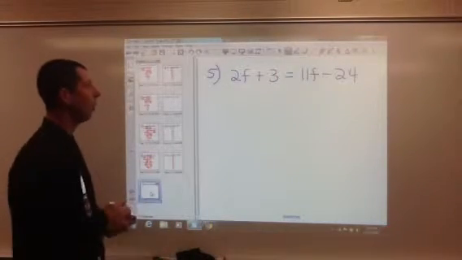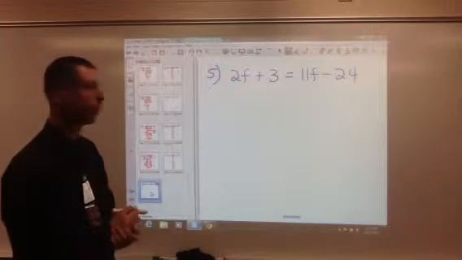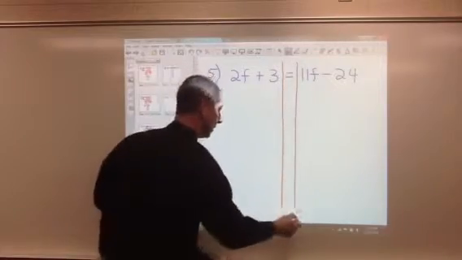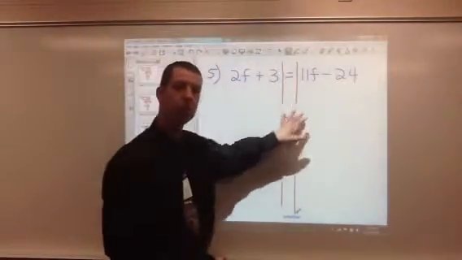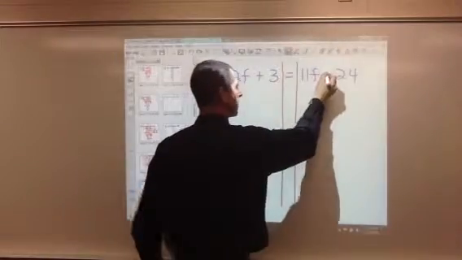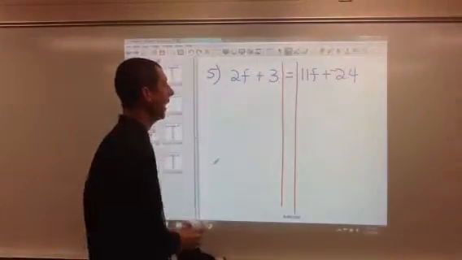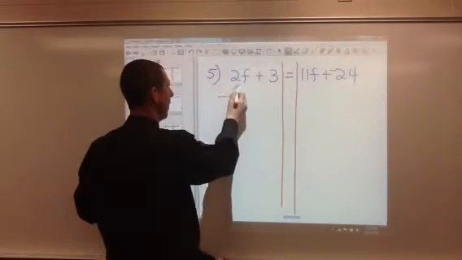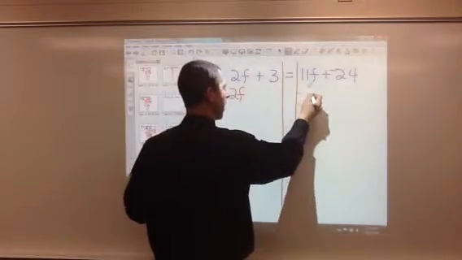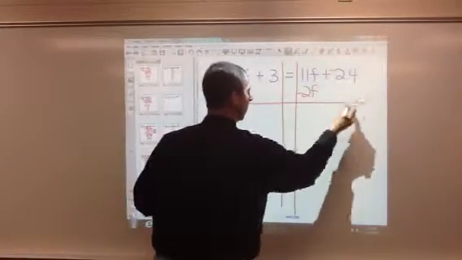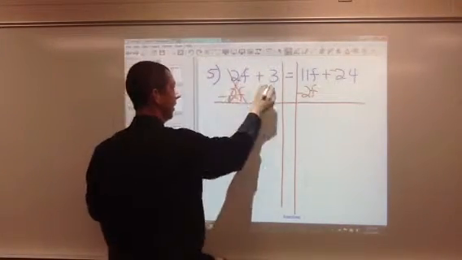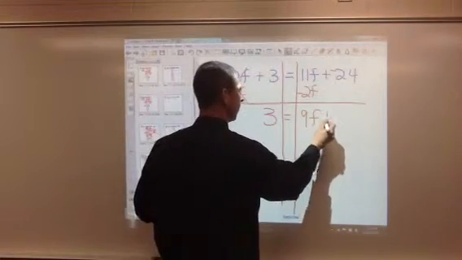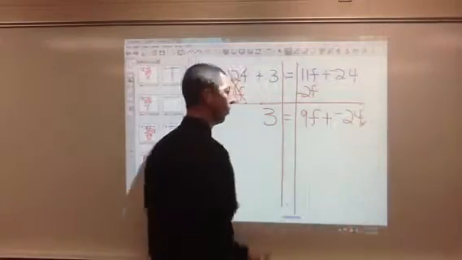Okay, let's take a look at one more. Here is number 5 off of the worksheet. Once again, we're going to separate the equation into two sides. The equal sign is what separates it. Add the opposite here. Okay, now I'm going to get rid of my 2f from this side. I'm going to subtract 2f. Go over here, I'm going to subtract 2f. Alright, these are gone. Left with 3 equals 9f plus negative 24.